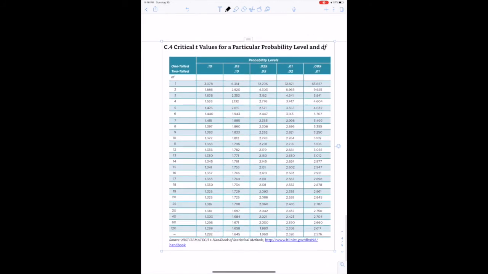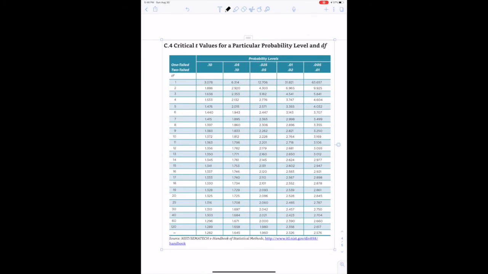And let's see. We have an alpha of 0.5 according to the question. So that's right here. Degrees of freedom is n minus 1. Our n is 10, so degrees of freedom is 9. So where do these two meet? Right here. 2.262.